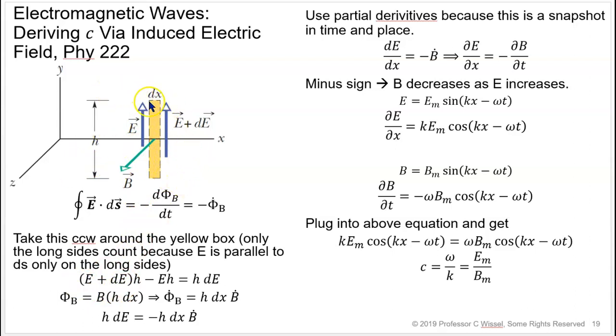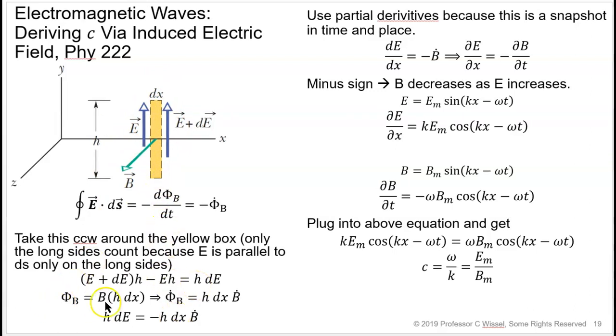This part's 0 here because it's perpendicular. And then we have this side, and we're going to go minus, because we're going against E. We're going around this direction. So minus E times H. And of course, this part's 0. And if you reduce that, it ends up being H dE.